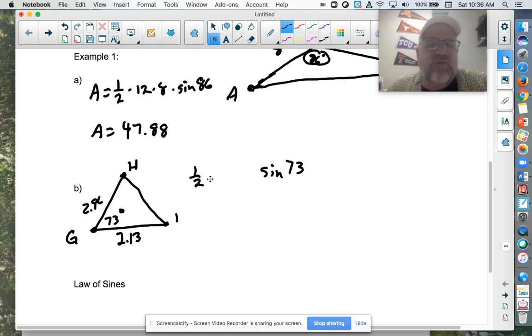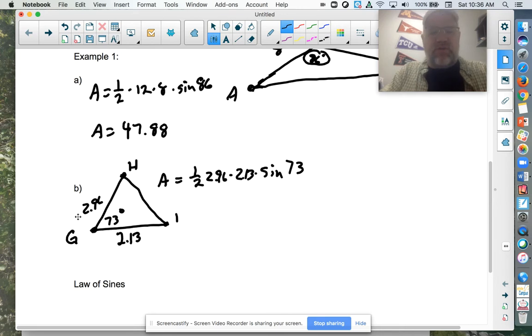So it's going to be 1/2 times 2.96 times 2.13 times the sine of that angle. That will be my area. But if it helps you, just plug in and put one as A, B, and C. It doesn't matter which, and then you'll be able to figure out which formula it is. Okay, again, I'm going to plug this into my calculator.